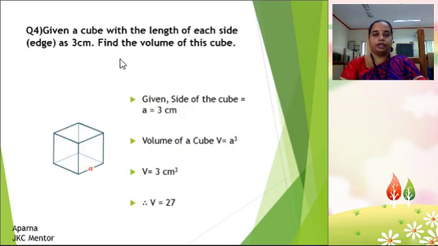So next, given a cube with the length of each side as 3 centimeters, find the volume of this cube. Here clearly the side of the cube is given, which is 3 centimeters. The formula for volume of a cube is V equal to a cube. By substituting, you will get the answer.